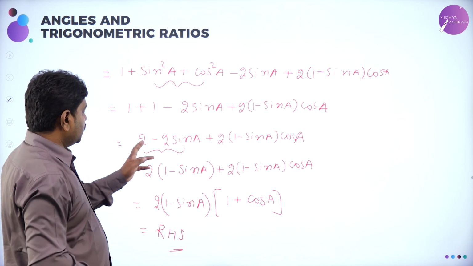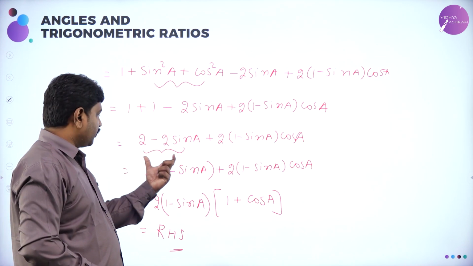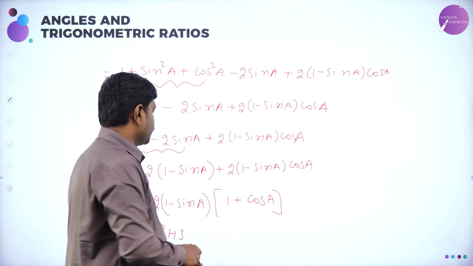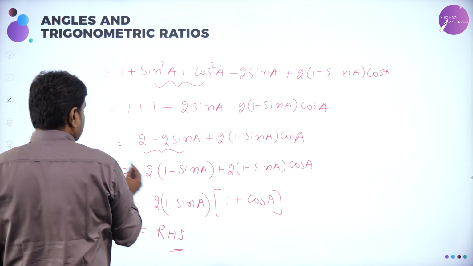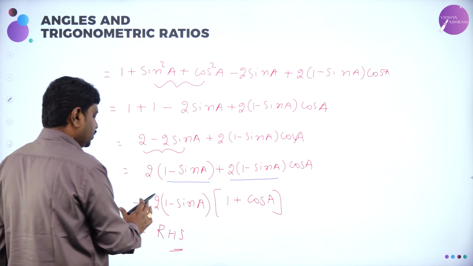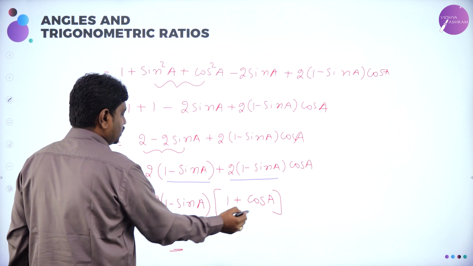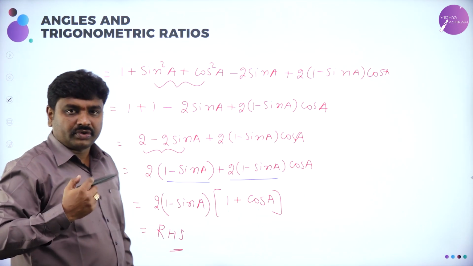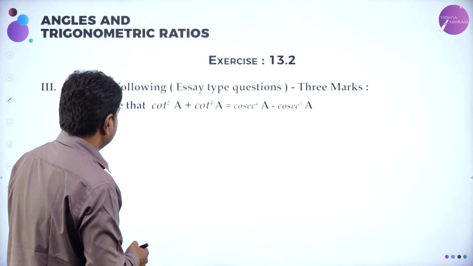See here, in these two terms, if you take 2 common, you are left with 1 minus sin A plus 2 times again 1 minus sin A into cos A. So if you observe carefully, 2 times 1 minus sin A, you take it out, so this whole term becomes 1 and this is this. I hope all of you got this. So now we'll go ahead with some more problems.